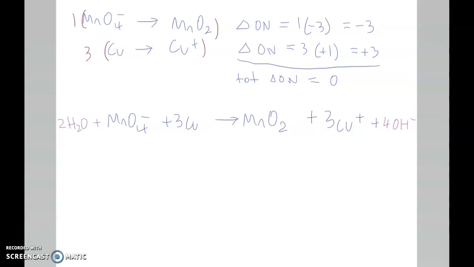And then you check to see if the equation is balanced. There are 4 hydrogen atoms on the left, 4 on the right. There is a total of 6 oxygen atoms on the left, and we also have 6 on the right. There's 1 manganese atom on the left and 1 on the right. We have 3 copper atoms on the left and 3 on the right, my bad. This equation is balanced. And that wraps up how to balance redox reactions.